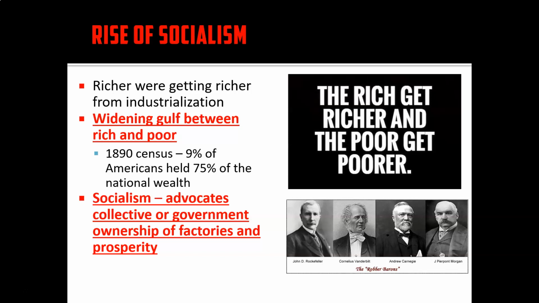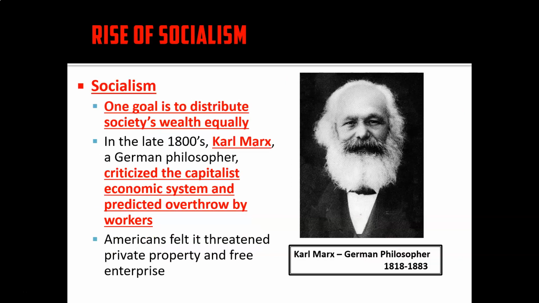Now, the idea of socialism was advocating collective or government ownership of factories and property. The idea is that you let the government divvy out the money and everyone gets an equal portion, and there is no real rich or poor. It's just everybody's equal. Well, the one problem with socialism is there's not enough money for everyone to be rich and no one to be poor. So in turn, what you end up with is the equally distributed wealth ends up with nobody having anything. The government has power and the people have none.